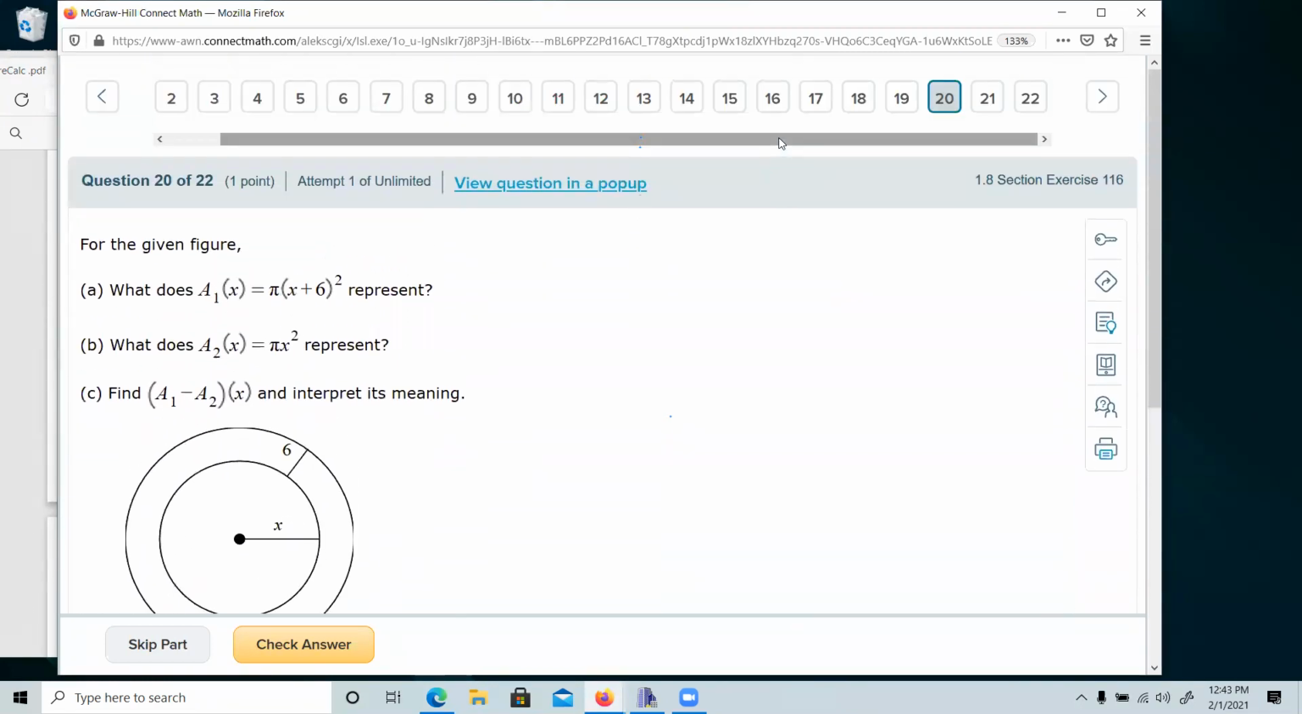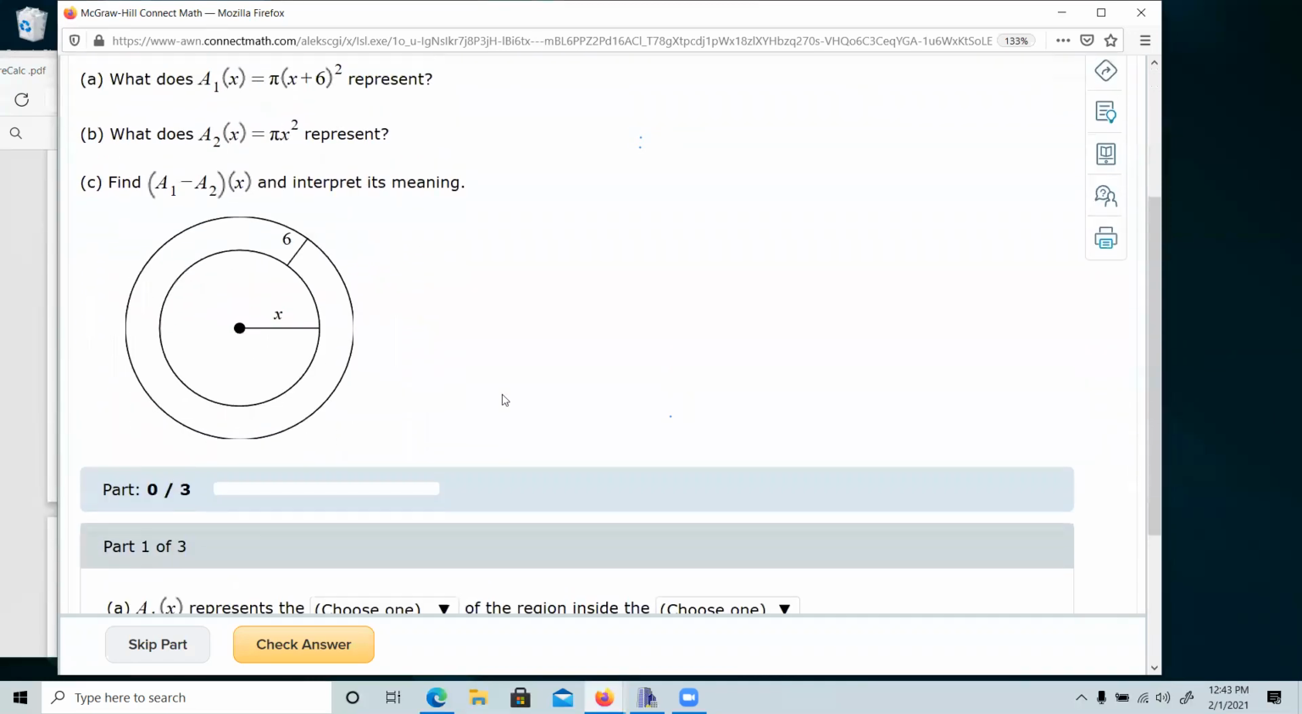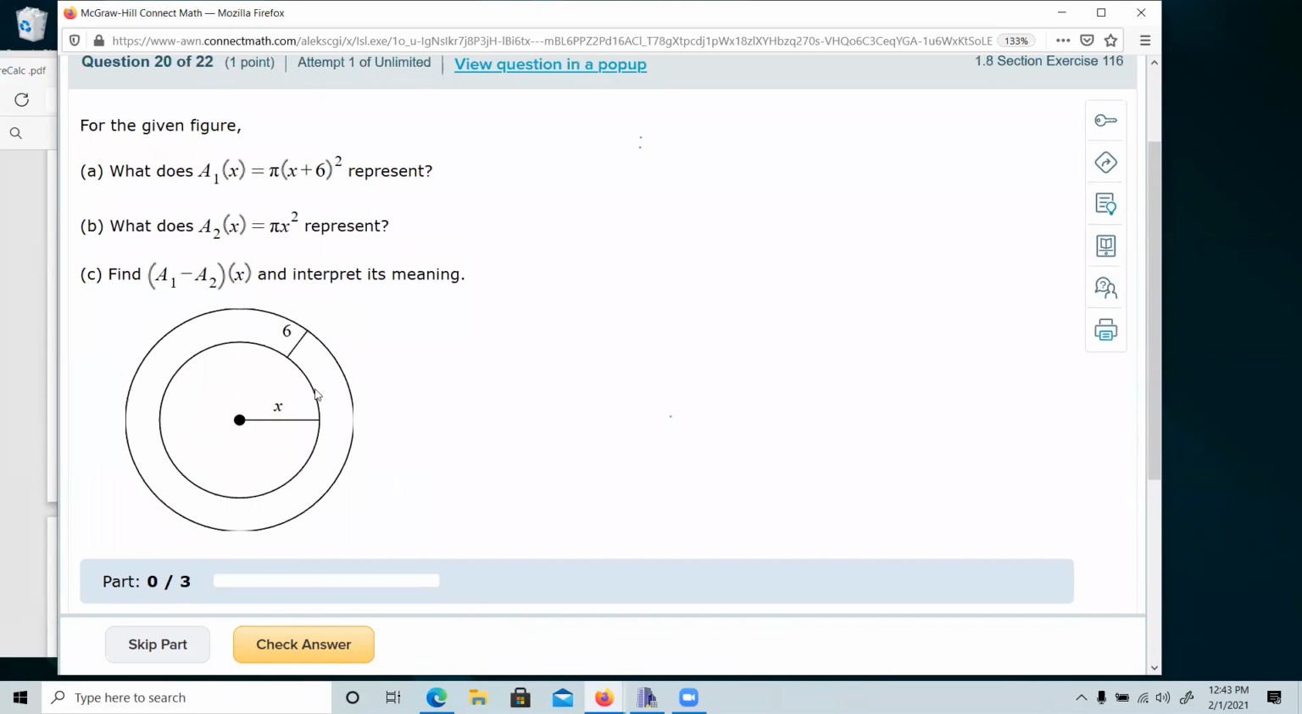So these are a little bit on the difficult side because they finally ask you to start thinking about things. But I also understand, they've never asked before, so why would you know? Okay. So what does A1, x plus 6 squared, represent? That would be this whole big circle, because it's pi r squared, where r is x plus 6. The middle one here, pi x squared, would be this smaller circle that's inside of this. And then they're saying take the big one minus the little one.